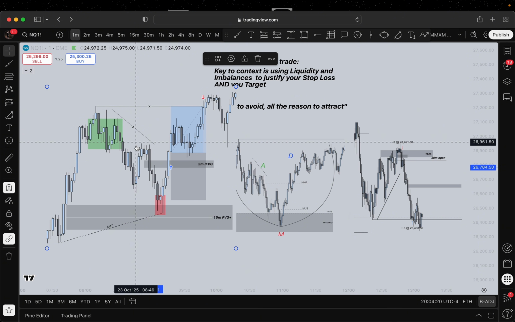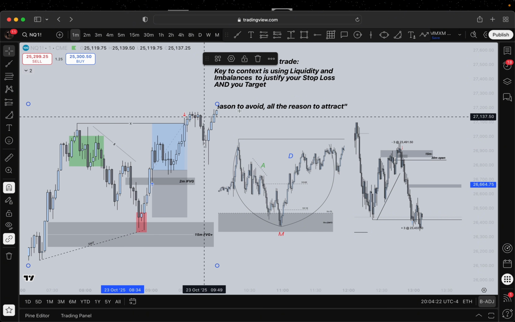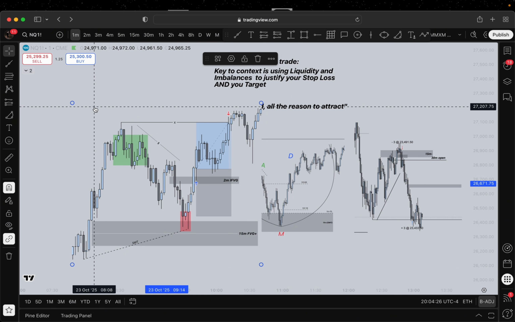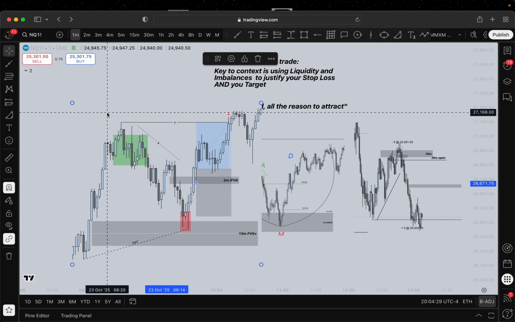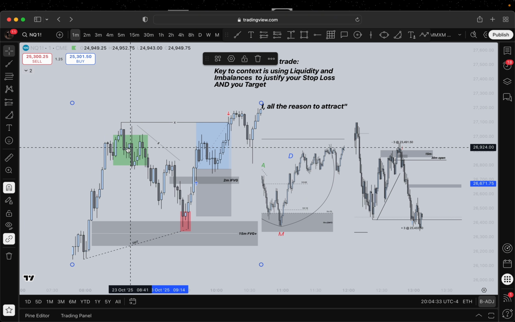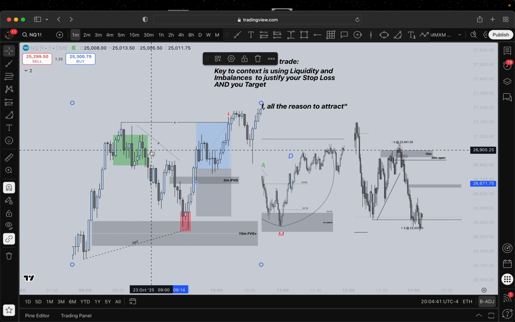Why are these buy side targets so good? Well, they have all the reason to attract. Now, just above it, I don't have it in this photo, but there's a liquidity pool above. So we edge liquidity and then we start generating relatively equal highs all in a little slant, so trend line. So we've generated liquidity, there's an imbalance and more liquidity above.